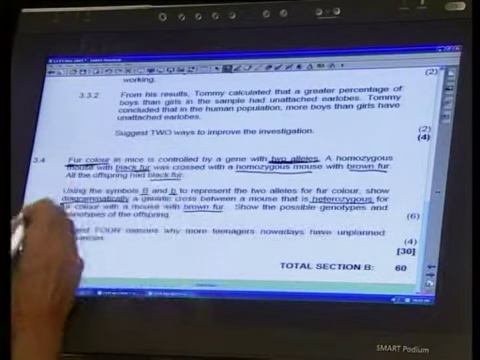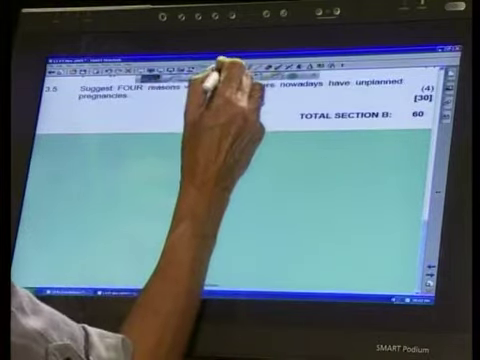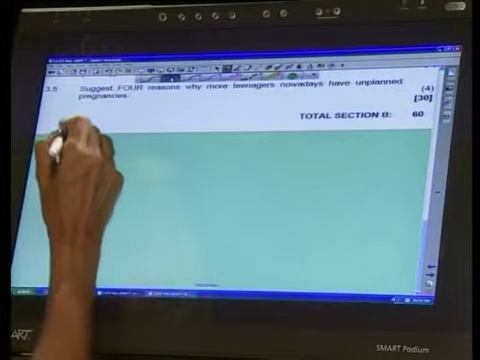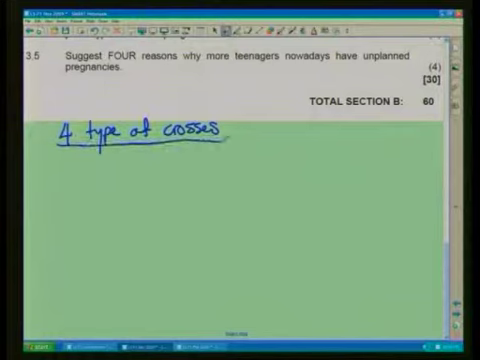Before I do this question, I want you to look at this. Okay. Now pay attention. There are only 4 types of crosses that you will get in your matric year. Only 4 types, okay? And this is what you get.